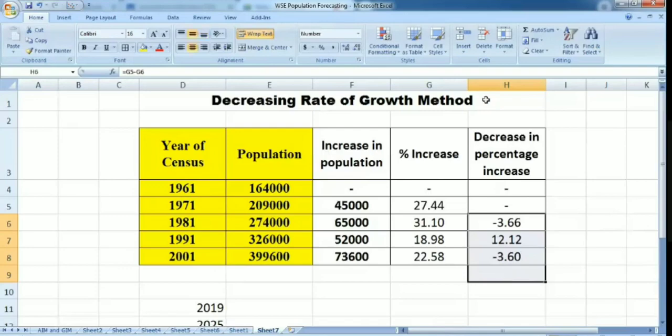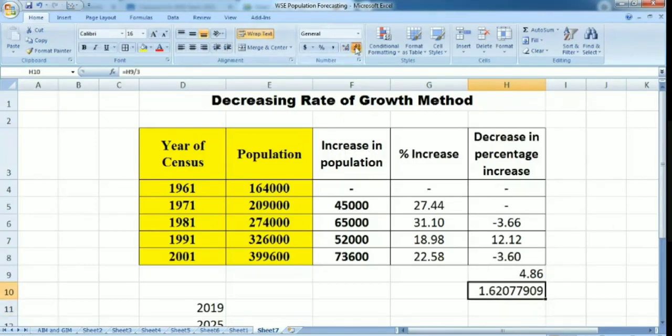Total I should consider. What will be the total value? Am I correct? 3.66, 3.6 I'll be adding because they are with the minus sign, and 12.12 is with the plus sign. When I add, I'll be getting 4.86. That means I added how many terms? 3 terms. I'll be dividing it by 3.